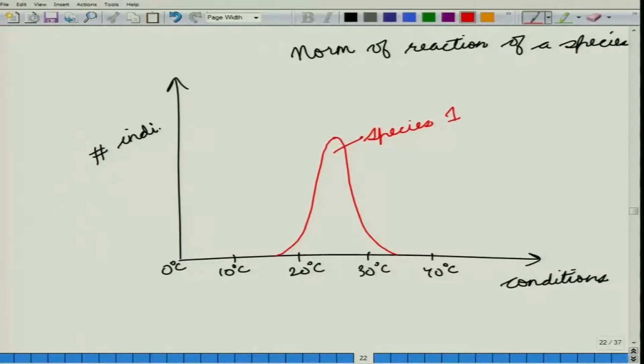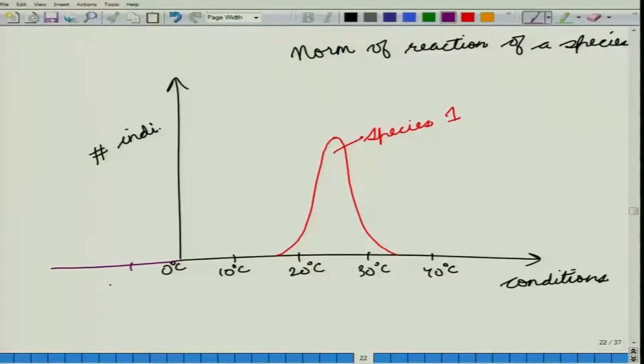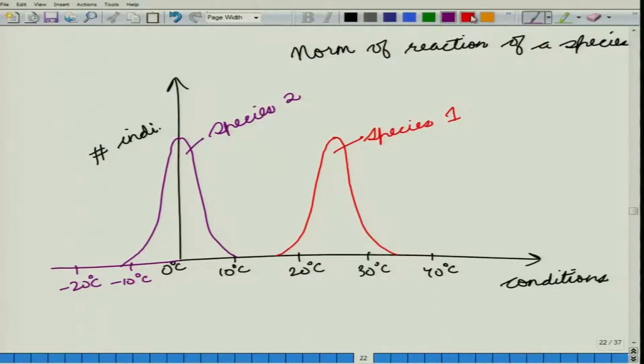On the other hand, let us consider some other species, say a polar bear. Now, a polar bear can very easily live in sub-zero conditions, say minus 10 degrees Celsius, minus 20 degrees Celsius. Suppose his norm of reaction goes close to 0 degrees. So what we will have in this condition is a situation like this. So this is for another species, species 2. Similarly, for all different species, we will be having different norms of reactions.